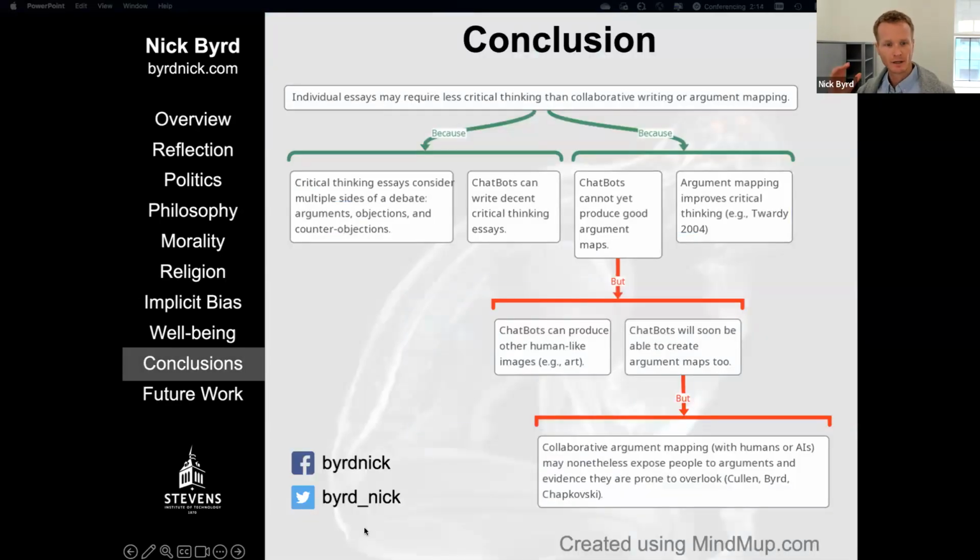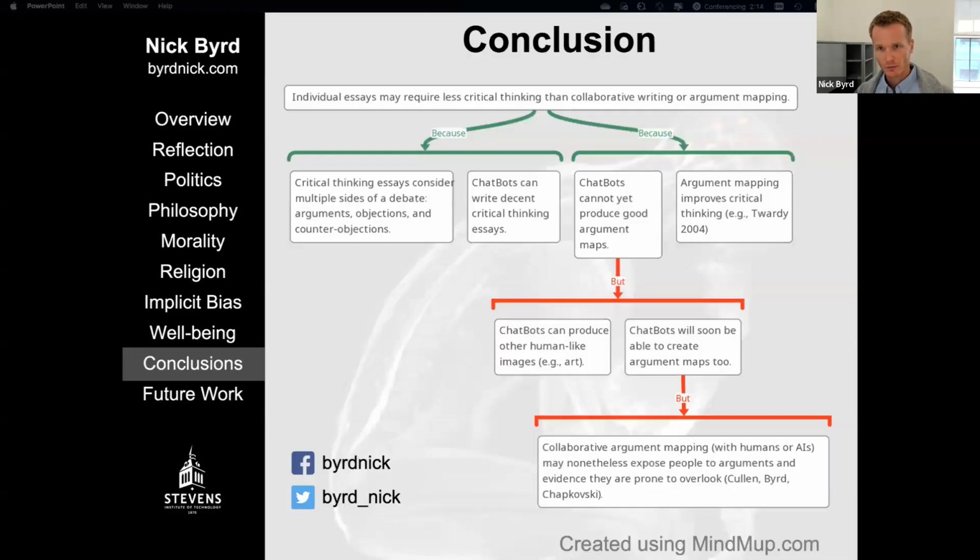I have depicted my conclusion in the form of an argument map. This map was created using mindmap.com. The thesis is that individual essays may require less critical thinking than collaborative writing or argument mapping. And I use that thesis because it seems like individual essays are still a common form of assessment in higher education. And I'm suggesting here that we might have better forms of assessment.